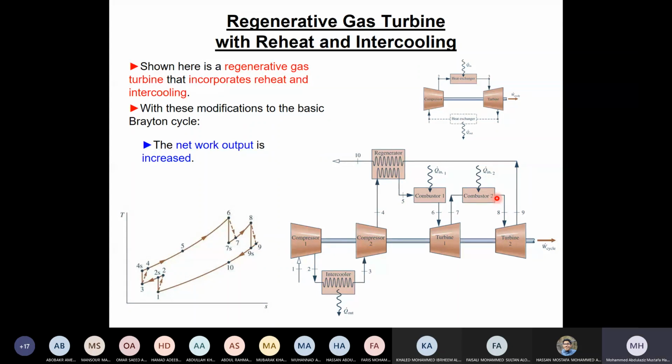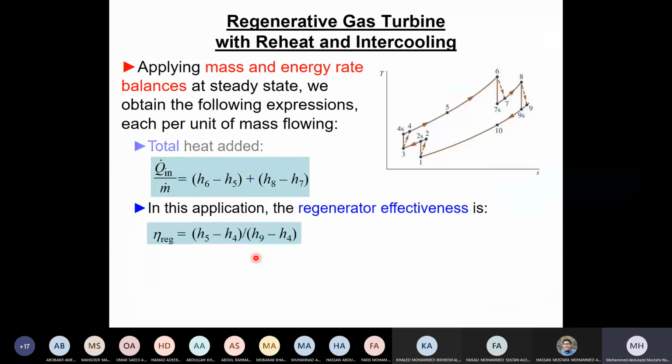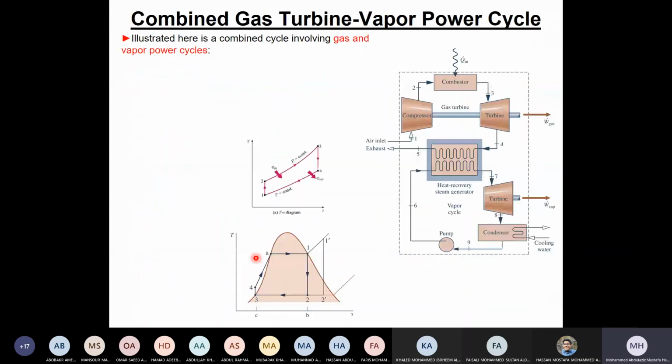Because we will not give you P9. I'll give you P1, but because of this, you assume that P9 is the same as P1. Okay, so this is done with the reheat, regeneration, and intercooling. These are all the modifications that we can do with this cycle. Now we'll go to another very, very important application, which is known as the combined gas turbine vapor power cycle.